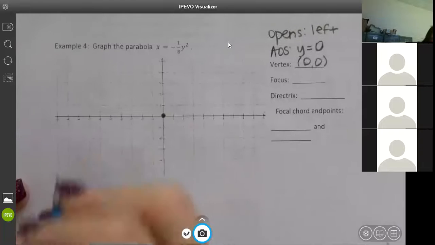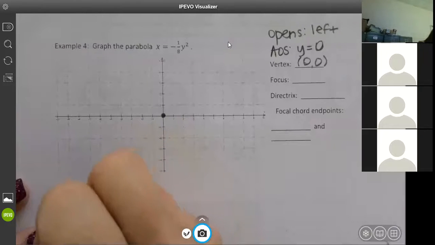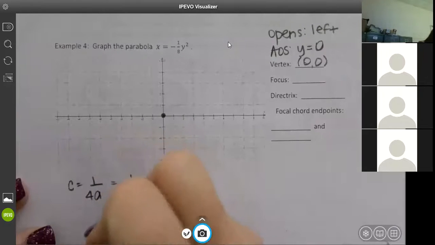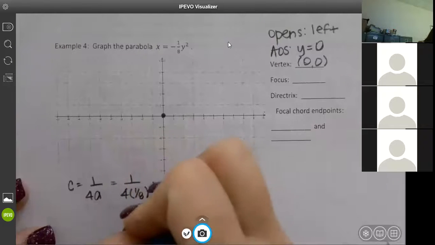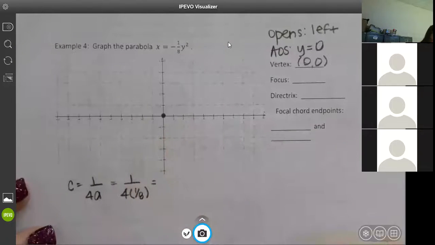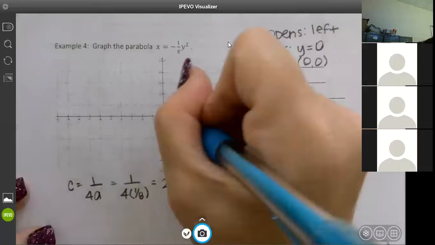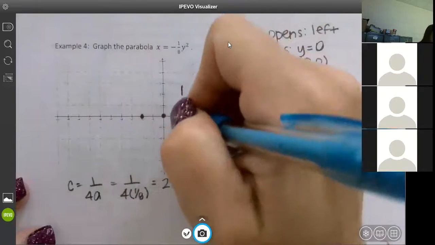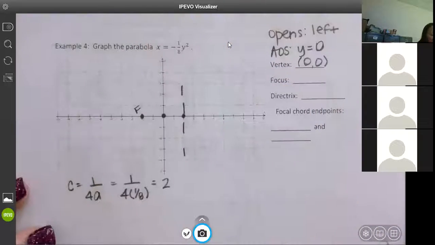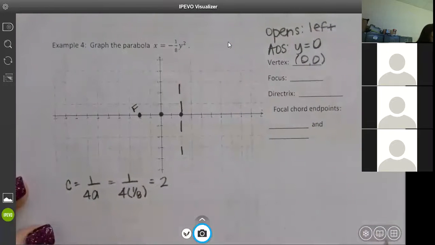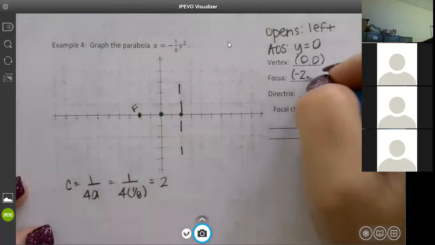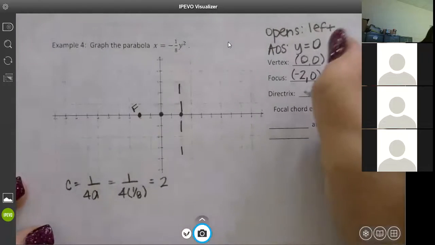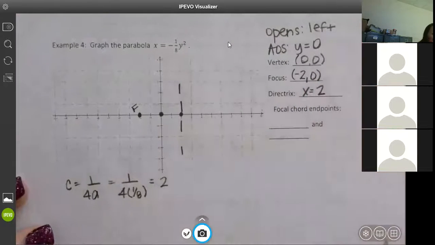To find the rest, we have to find c, which is 1/4a, which is 1/4 times 1/8. If you do the negative, that's fine as well. It doesn't matter. That gives me 2. How do I move? Left to right 2. You said it opens left, which makes this the directrix and this the focus. So your focus is at -2, 0. Your directrix goes through the x-axis at +2.